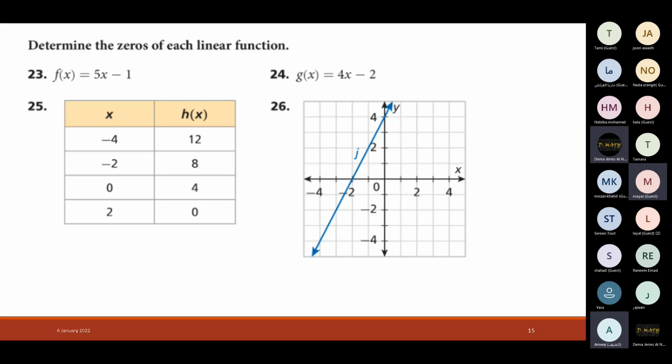Yes, Mayar. In number 25 here you have a table. What is the 0 of the function?